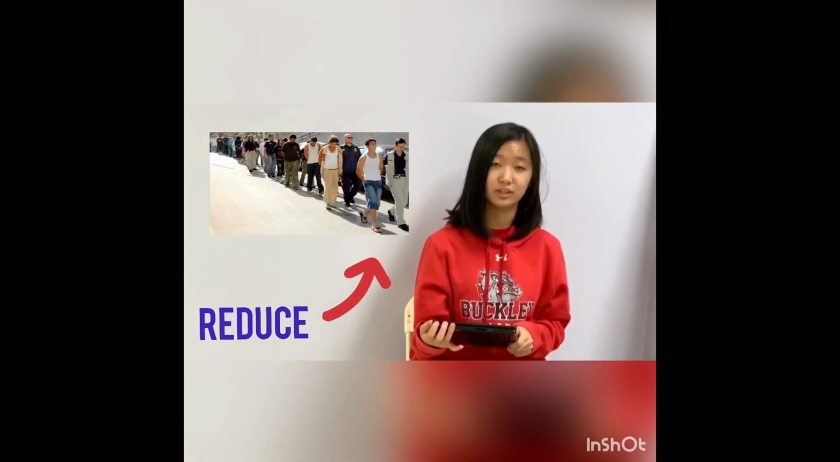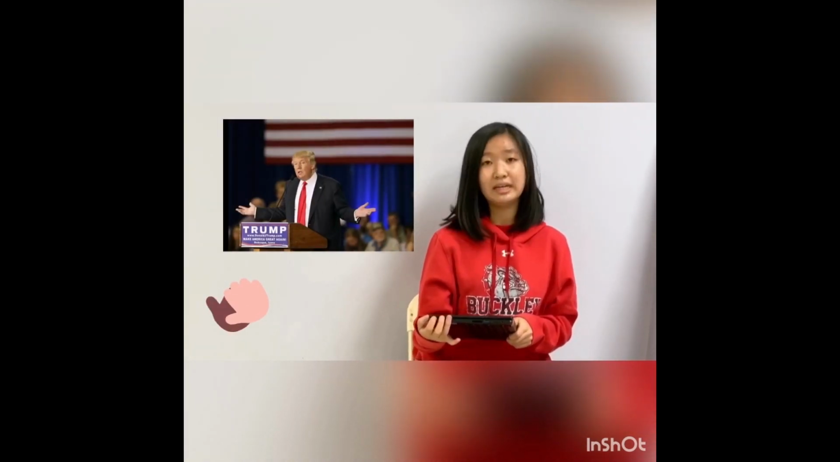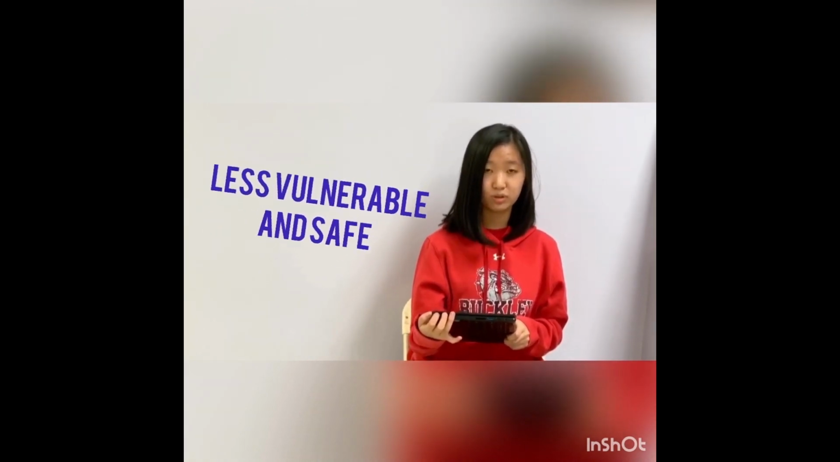The immigration policy was one of Trump's signature issues in his campaign, with his promise to build a wall on the United States and Mexico border. The Republican Party's biggest belief concerning immigration is to reduce the number of illegal immigrants entering the U.S. This is supported by Trump, who encourages the act of deporting illegal immigrants and attempts to keep the U.S. less vulnerable and safe from danger.